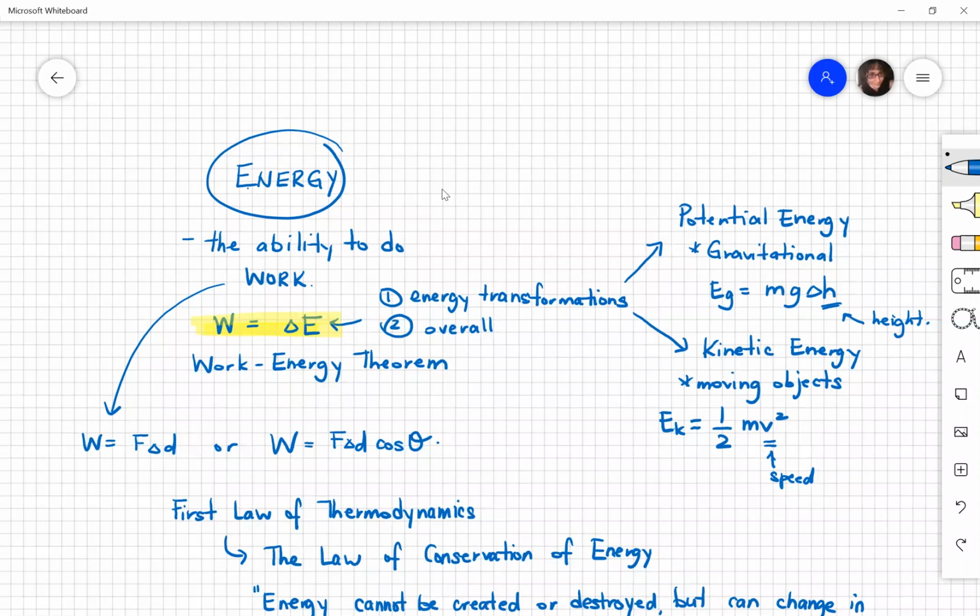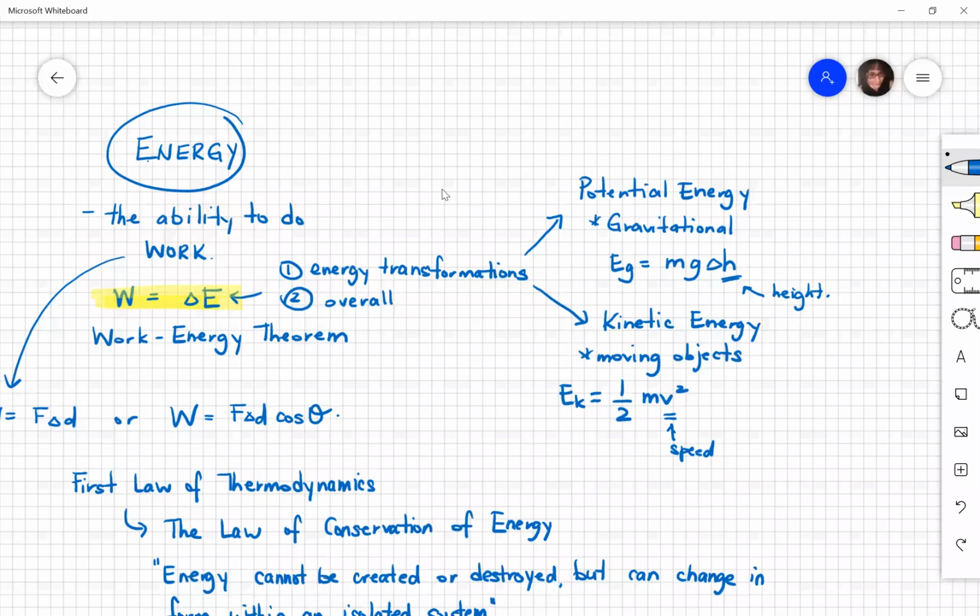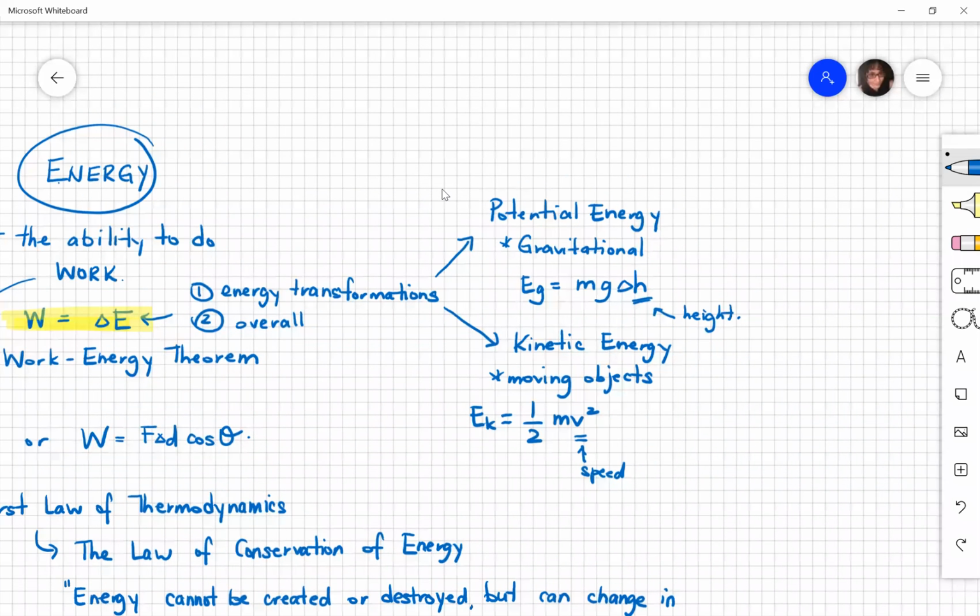So energy is the ability to do work, as we know, and there is a correlation between work and the change in energy known as the work-energy theorem. Energy transformations are taking place all the time, depending on the motion of an object. And those transformations, in terms of our course, we're looking at from the perspective of potential energy, or rather gravitational potential energy, and kinetic energy of moving objects. And we have the two equations here for those definitions.